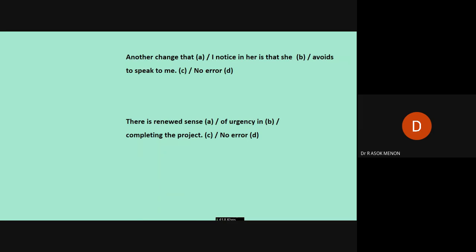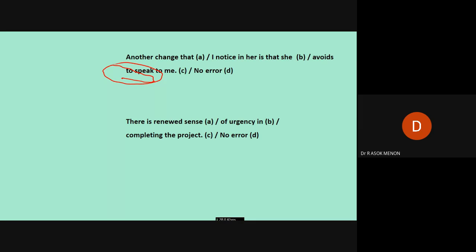So here, another change that I notice in her is that she avoids speak to me. Do you know which part contains the mistake? Anybody? C. Yes, C is the answer, correct. Kishore said it correctly. C is the correct answer.